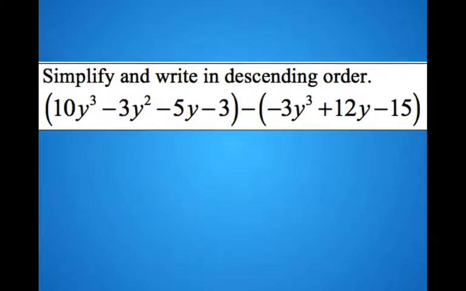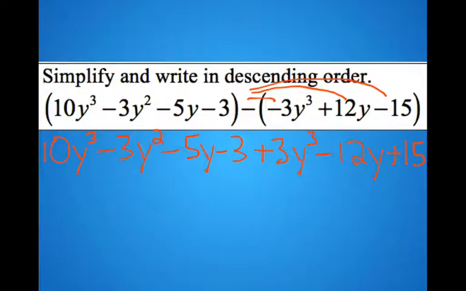And this one is just subtracting this polynomial. So I'm going to rewrite it with the signs reversed. So all the signs change, all the terms that are to the right of the negative sign. So that's plus 3y cubed, and then that'll be a minus 12y, and then that'll be plus 15.